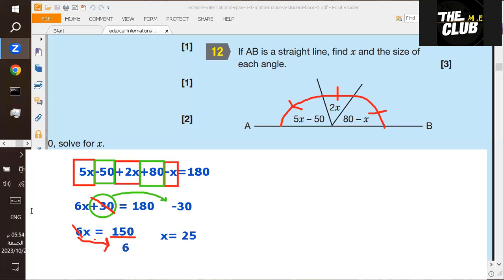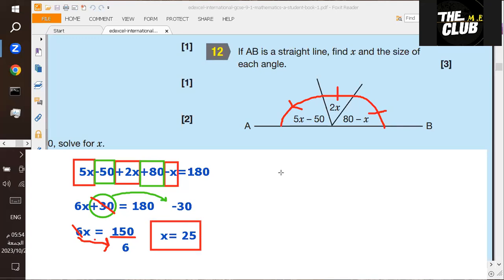So the first part is finding x. The first part is done, which is finding x. Now x equals 25. Now I'm going to use x to find each angle of them. I'm going to use x here to find each angle. So I'm going to substitute each one of them into the angles and then find each angle.